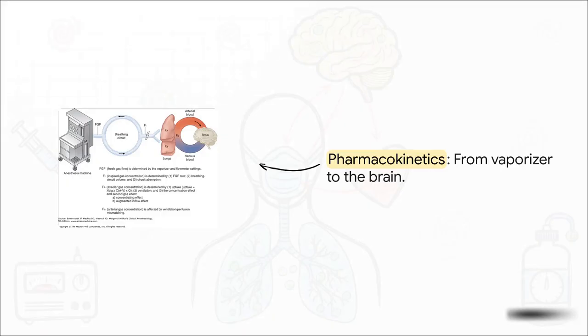Now, to really grasp how this all works, we have to look at pharmacokinetics. That's literally just a fancy way of saying what the body does to the drug. We need to follow our anesthetic's journey from the fresh gas flow in the breathing circuit down into the alveoli of the lungs, straight through the arterial blood, and finally across that blood-brain barrier.